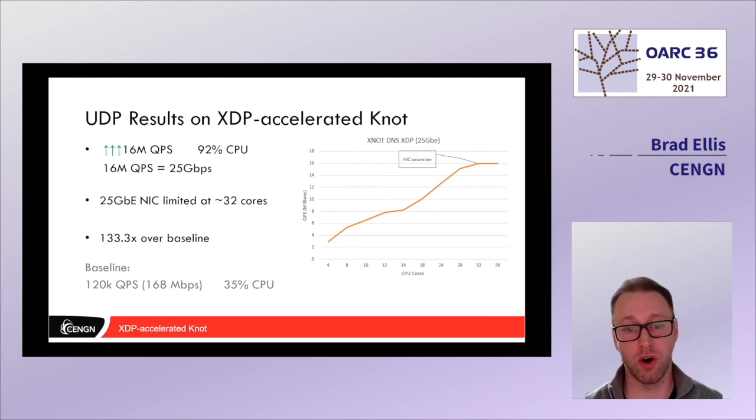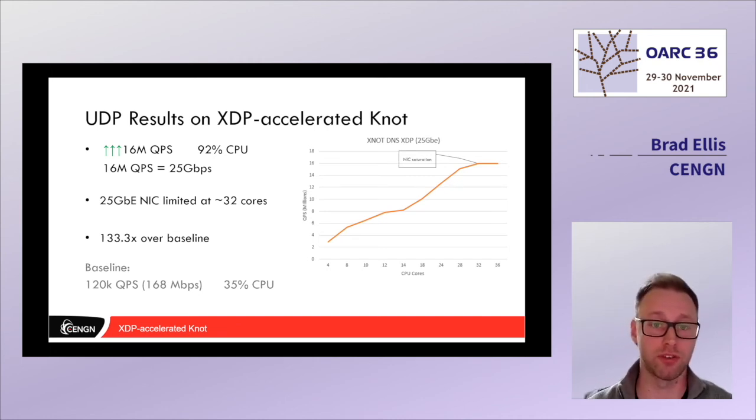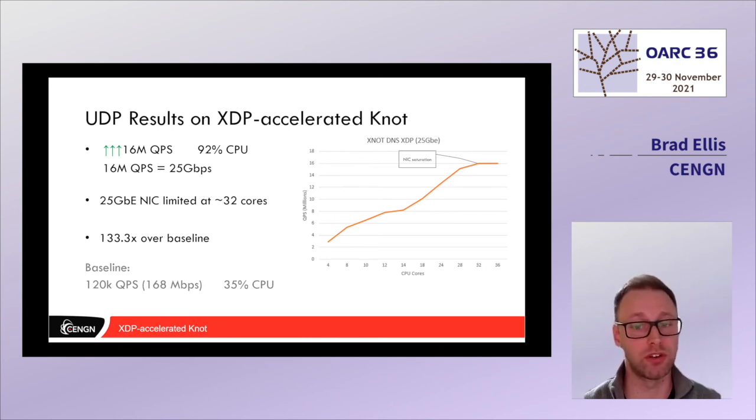And the reason that we couldn't go higher than, say, 92% is because 16 million queries per second was 25 gigabits per second, which was the size of the network card we had. So we hit network card saturation. And we hit this actually at only 32 cores when we had 36 available. So there's room for a little bit more improvement there, although that's the limit of what we hit. For some context, this is like 133 times our baseline number. So this was a great performance result that we got, great improvement.